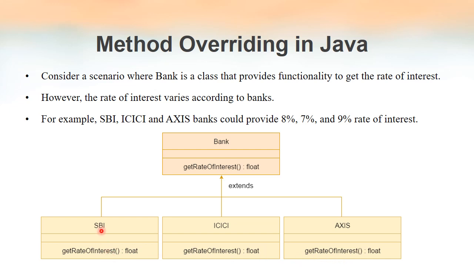But do you think the rate of interest provided by all three banks is the same? They are not the same, right? SBI gives one rate of interest, ICICI gives another, and Axis Bank gives another. So if we commonly define one rate of interest here, all these banks will be returning the same rate of interest that is declared here.